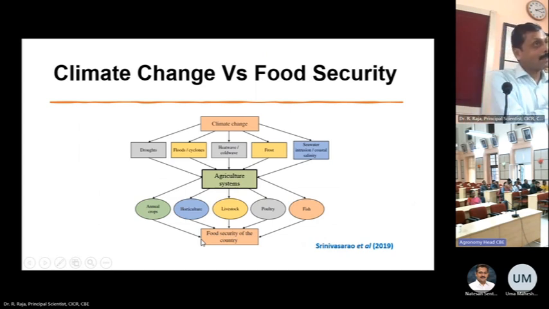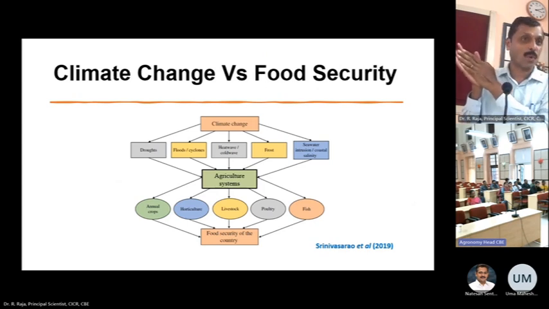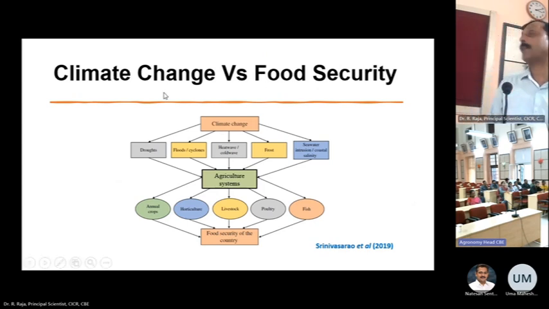Under this background, I am just putting what are all the challenges. Under these challenges, we have to produce more. So how this climate change is going to affect the food security. This one flow chart you can very well see.